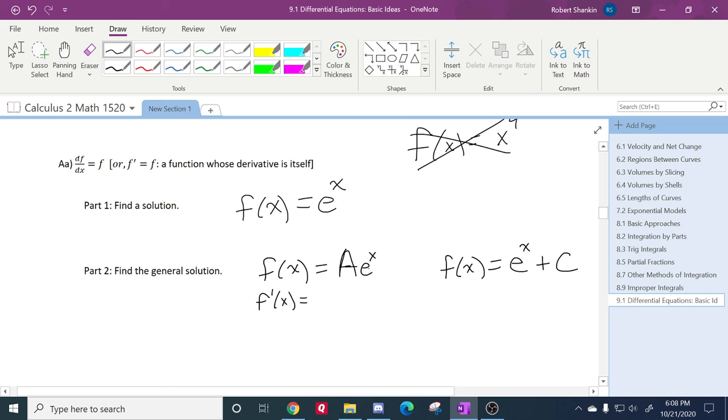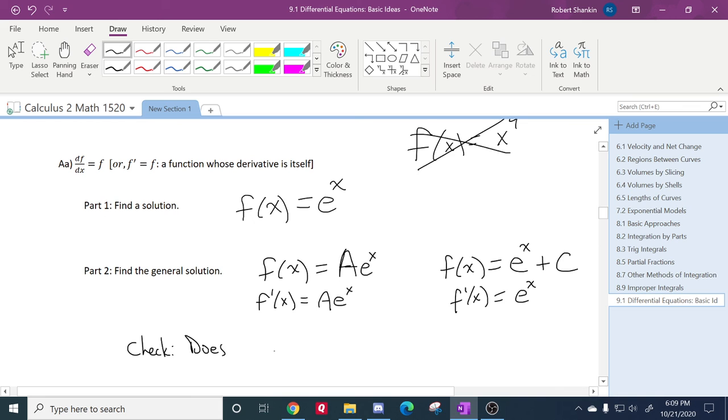If f of x is a e to the x, f prime of x is still a e to the x. And over here, if we take its derivative, what do I get? E to the x, and the derivative of c is 0, so it's just e to the x. So I'm going to write this equation.